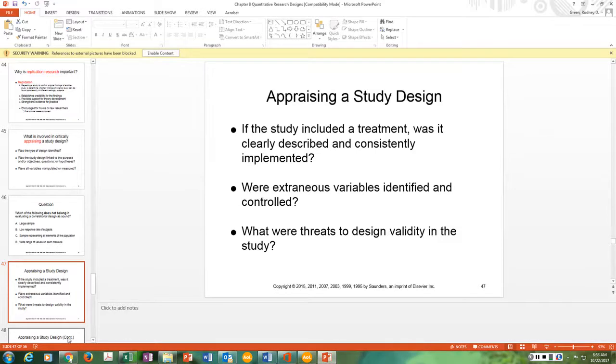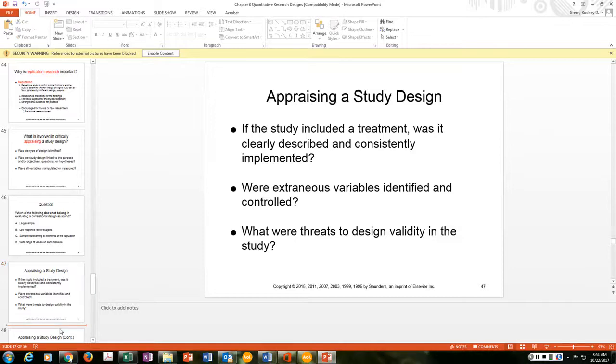Appraising a study design. If the study included a treatment, was it clearly described and consistently implemented? Were extraneous variables identified and controlled? And what were the threats to design validity in the study? Other questions? If the study included a treatment, was it clearly described and consistently implemented? Were extraneous variables identified and controlled? And what were the threats to design validity in the study?